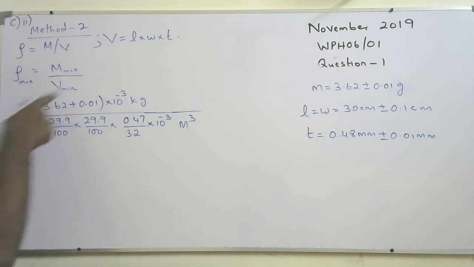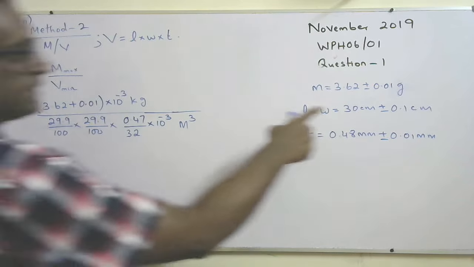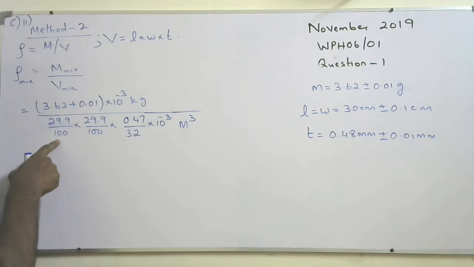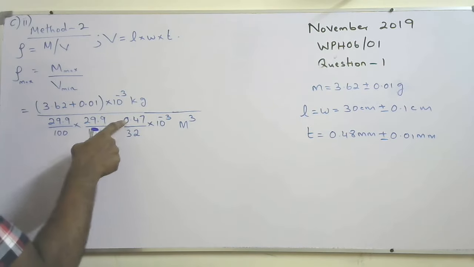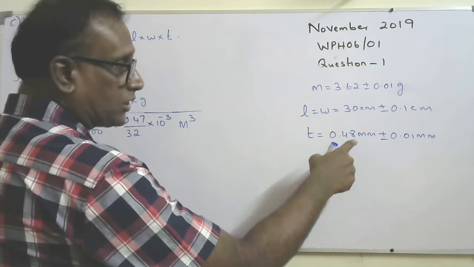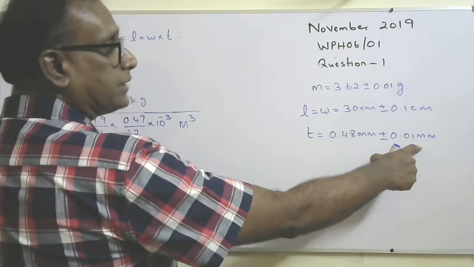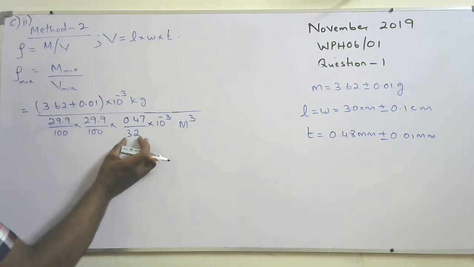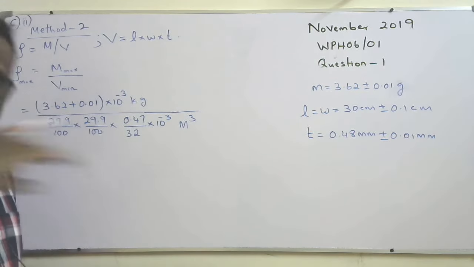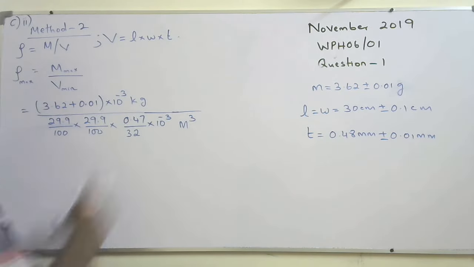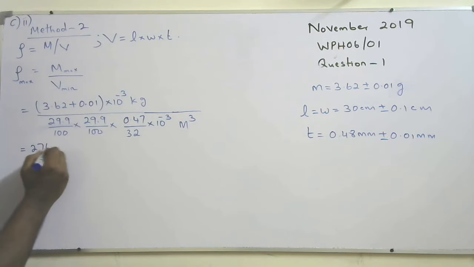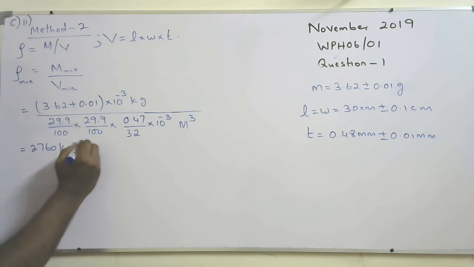So I'm finding the minimum length, that is 30 minus 0.1, that is 29.9, divided by 100 to convert to meter. Same way for the width also. 0.47 millimeter, because 0.48 minus 0.01 is the minimum thickness. I need the minimum thickness. Divide by 32 to get the thickness of one layer, into 10 to the power minus 3 to convert to meter. Solve it. You will get the rho max, the maximum density, 2760 kilogram per meter cube.